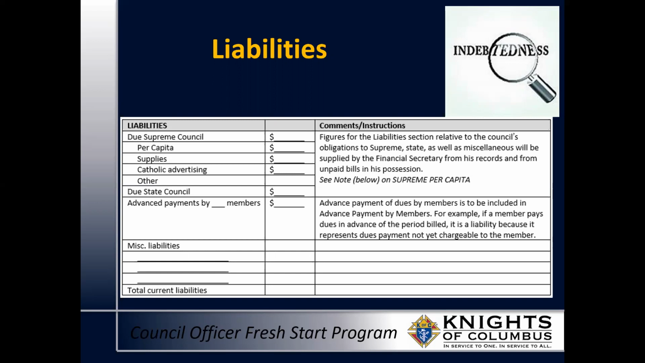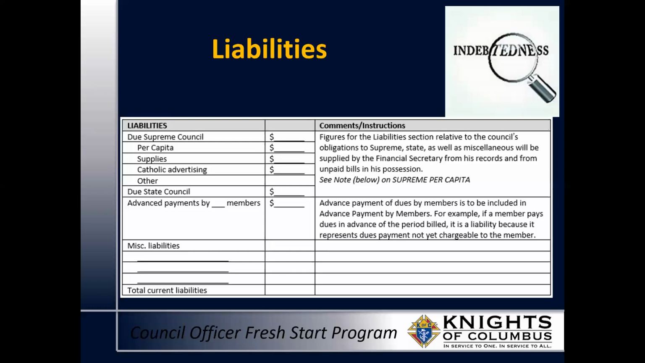And there you have the per capita, supplies, Catholic advertising. Those are the things that come in on the Supreme bill. Like I say, those are not overdue if the month that they're due is the one after the audit is dated. The state council is the same way. So you get the state per capita in July when you do your audit, and it does not affect the June 30th audit period.